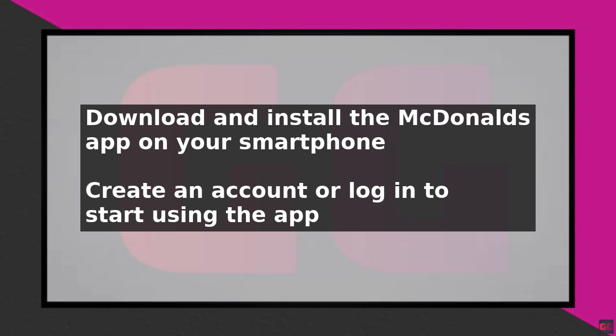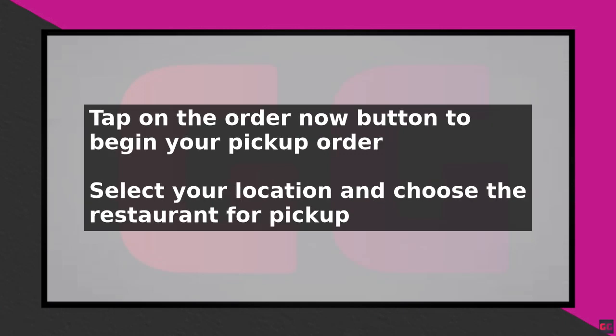You will be prompted to select your location. Choose the restaurant you want to pick up from, and then browse the menu to add items to your cart. As you add items to your cart, you can customize them according to your preferences. When you have finished adding items, proceed to checkout.